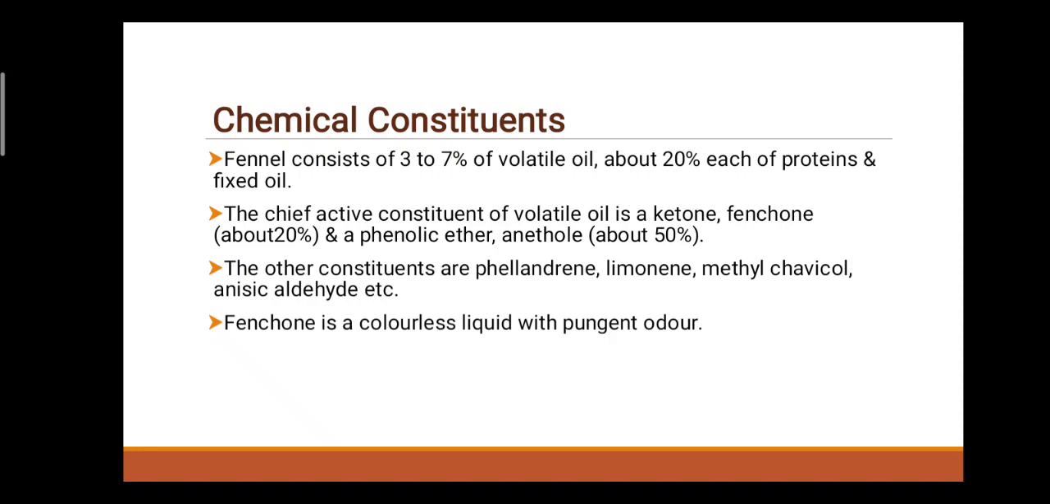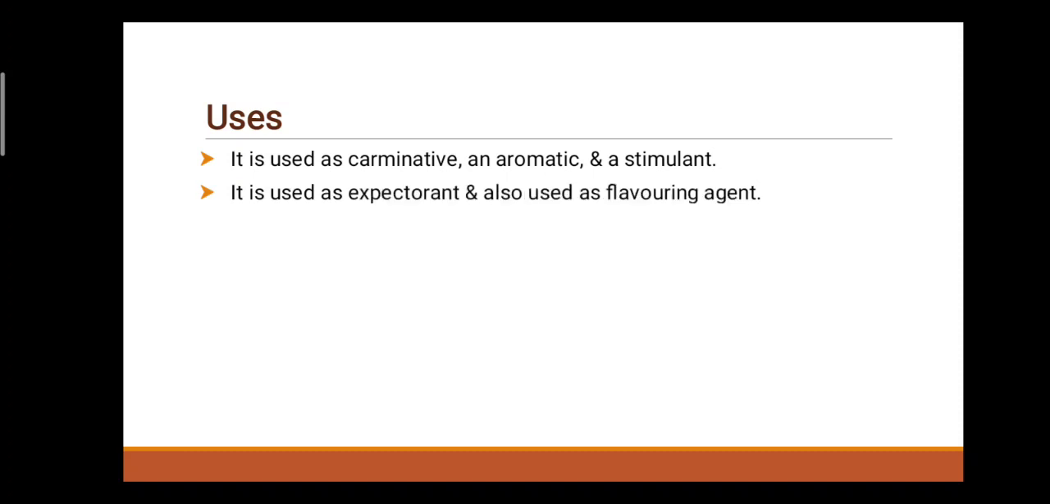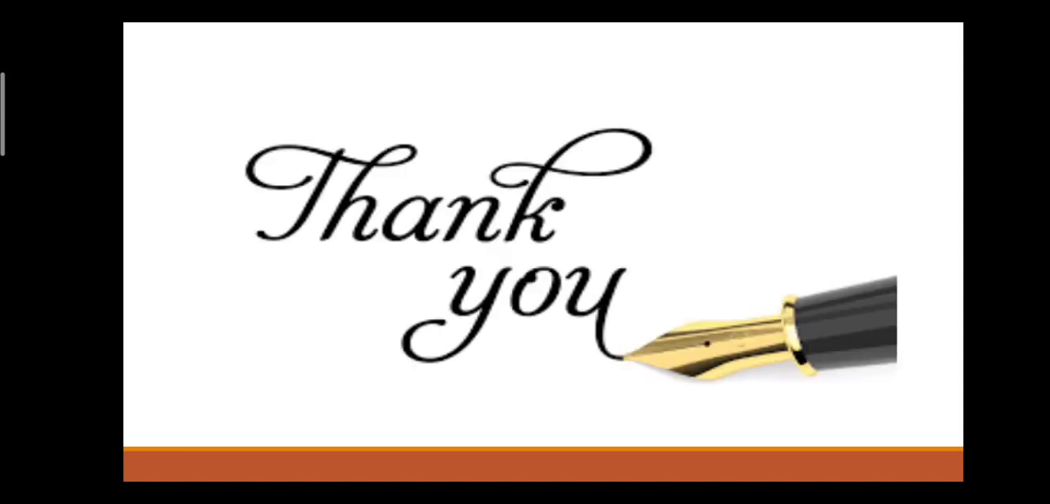Fenchone is a colorless liquid with pungent odor. The anethole is sweet in odor and taste. Next point, uses. It is used as a carminative, aromatic and a stimulant. It is used as an expectorant and also used as a flavoring agent.